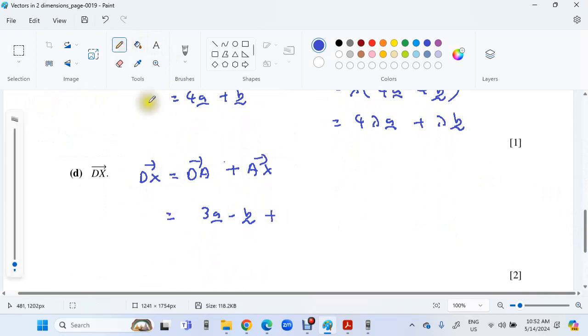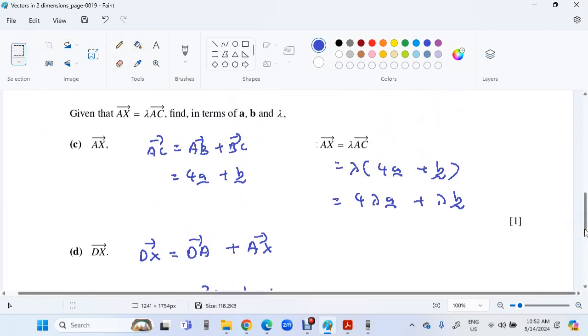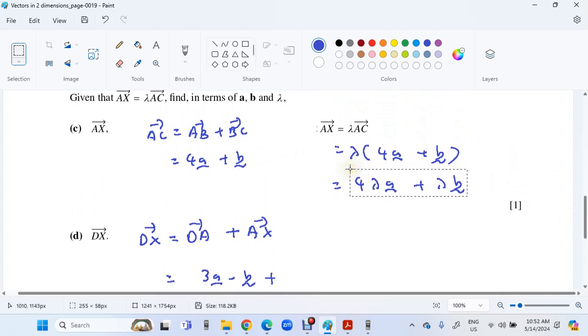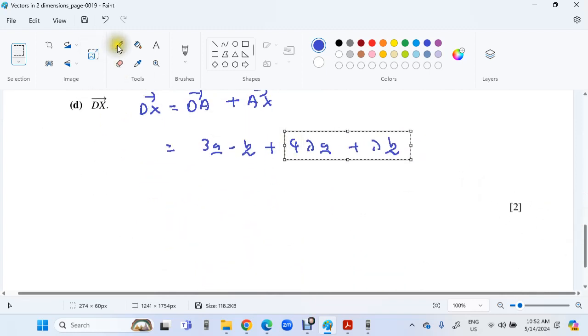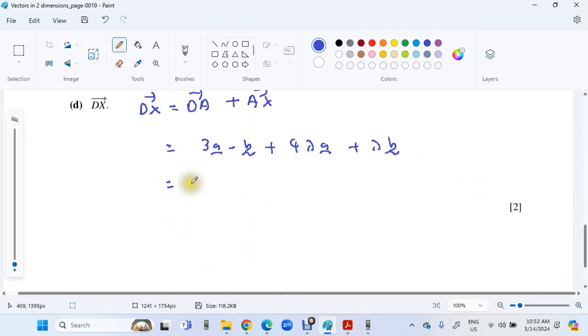And then the AX is what we find in part C here. That is 4 lambda a plus lambda b. So this will be (3 plus 4 lambda) a, and then plus (-1 plus lambda) b.